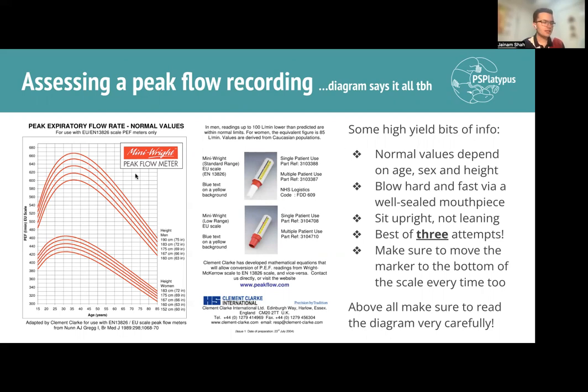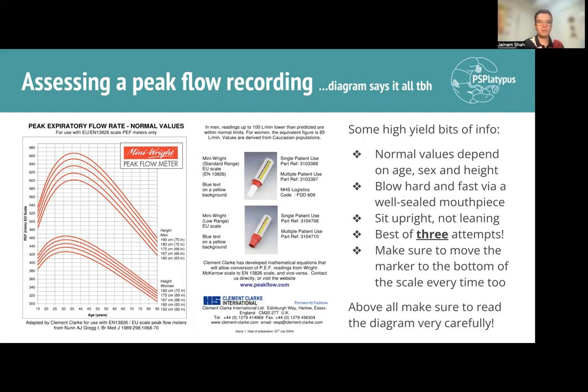The next thing is that in this diagram, you'll notice that there are many lines. So the normal values are very dependent on the age of the person, the sex, so whether they're male or female, and the height of that patient. As you can tell, each of these lines is for a different height. Tell the patient to blow hard and fast into the mouthpiece. It should be quite well sealed. And do this 3 times, at least 3 attempts. And the reading you're taking is not the average of those 3 attempts. It's just the best one out of all of them.